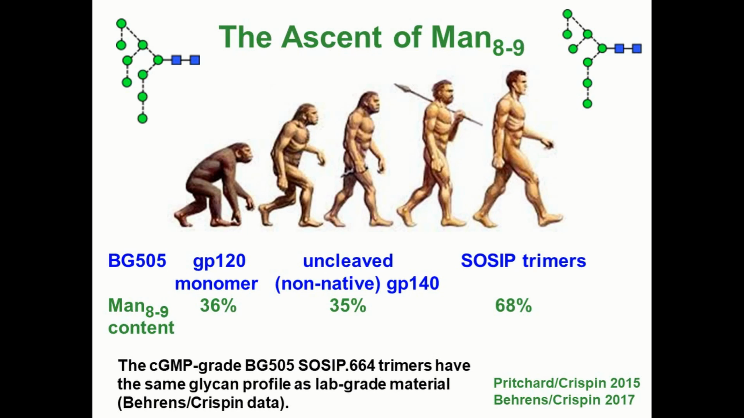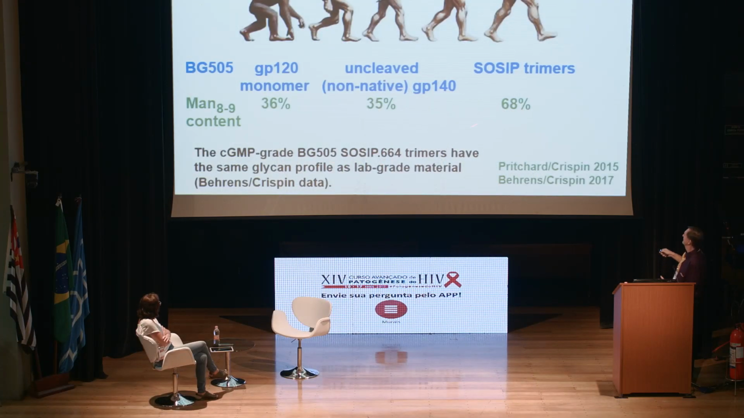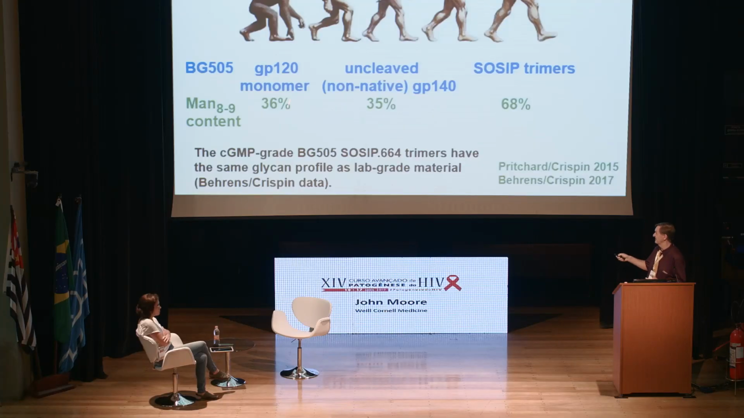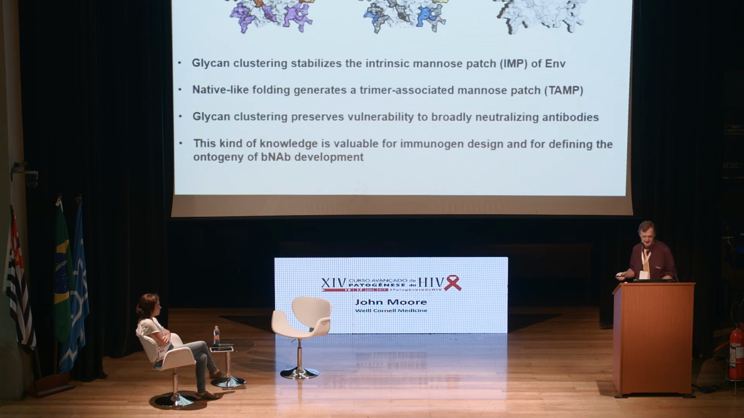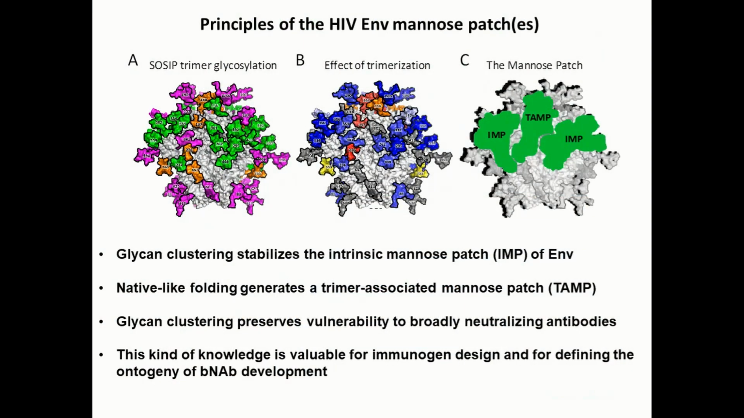If you look at GP120 monomers, the early generation proteins, 36% of the glycans are in the high mannose form. In a non-native GP140, 35% of the glycans are mannoses. But you get up to SOSIP trimers, 68% of the glycans are high oligomannose. And the GMP grade trimers have this 68% mannose. So the mannoses are not very well processed, but they're different than the glycans that dominate on the GP120 proteins. And you have to understand how these are made.